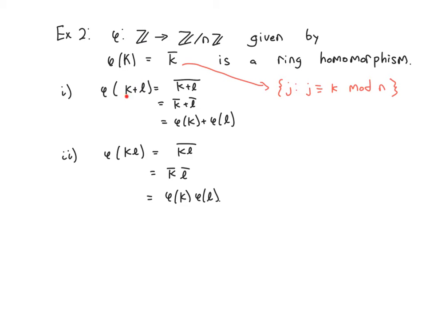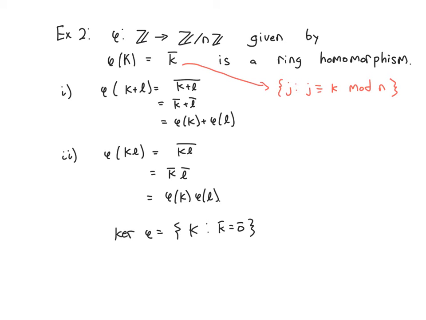What's phi of k plus L? It's the congruence class of k plus L. By definition of sum, that's also the congruence class of k plus the congruence class of L. But that's just phi of k plus phi of L. Same thing happens with products.